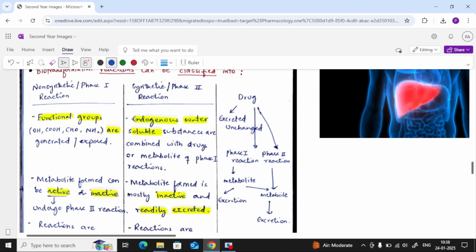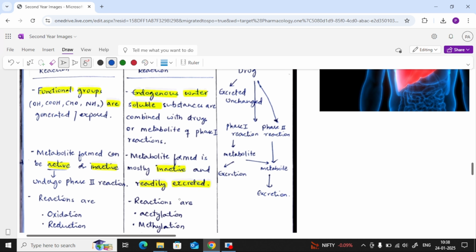In phase 2 or synthetic reaction, what is happening here? Endogenous water soluble substances, meaning we are making the drug lipid insoluble. Lipid insoluble is nothing but water soluble. So water soluble substances are combined with drugs or the metabolites of phase 1 reaction. Whatever metabolites are formed here are mostly inactive. So we got our purpose fulfilled, we got the drug inactivated. The metabolite formed here is mostly inactive and it is readily excreted.